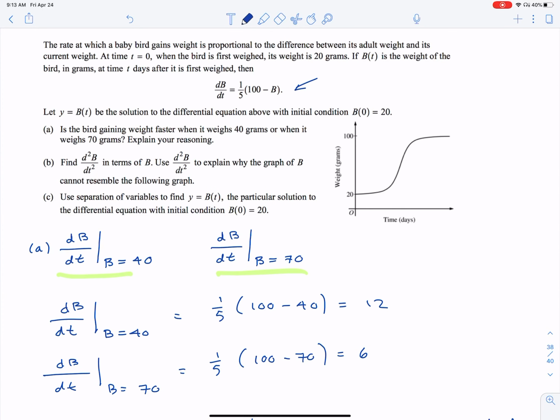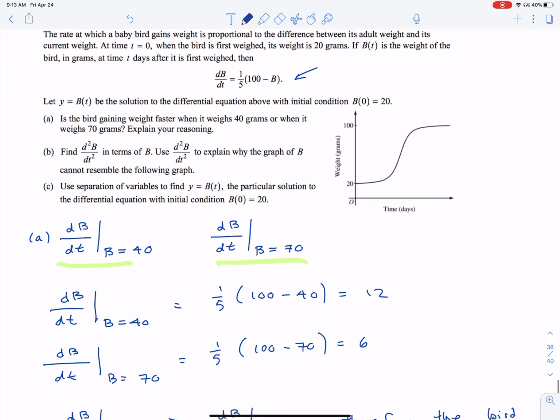Use separation of variables to find y equals b of t, the particular solution to the differential equation with the initial condition b of 0 equals 20. Okay, so this is a separation of variables problem. They're very nice to tell us what we're supposed to do here. So I'm going to say dB/dt equals 1/5 times (100 minus b). And also note, this goes through the point (0, 20). At time 0, it is 20 grams. That's our initial condition.